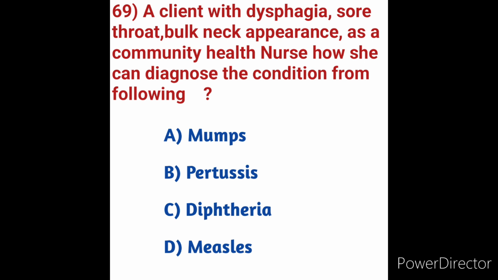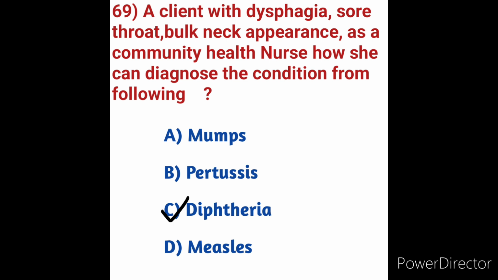Next, option C, diphtheria. The signs and symptoms of diphtheria are a thick grey membrane covering the throat and tonsils, sore throat and hoarseness, swollen glands in the neck, and difficulty breathing and swallowing. So here in these options, option C, diphtheria, is the correct answer for a client with dysphagia, sore throat and bull neck appearance.